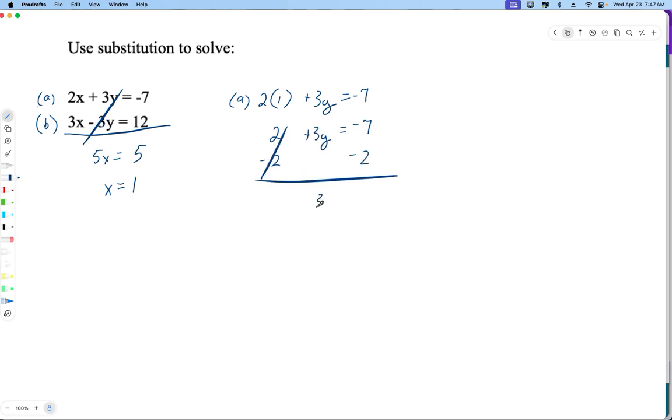I've got 3y is equal to negative 9. Y is equal to negative 3 because I divided both sides by 3. So my answer would be 1, negative 3.